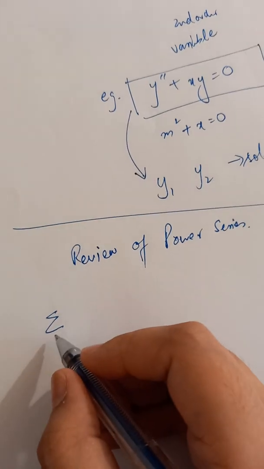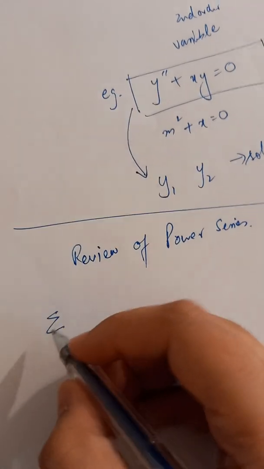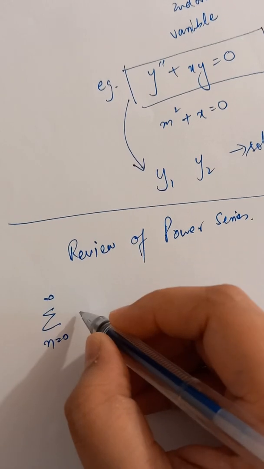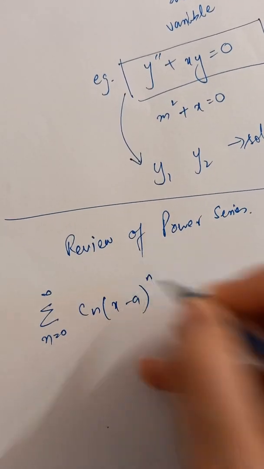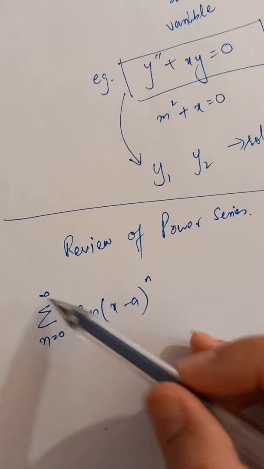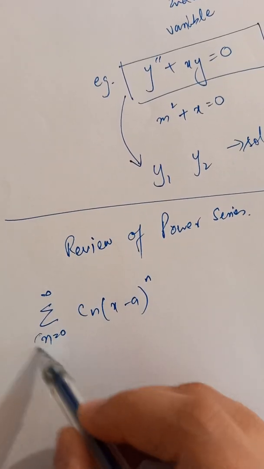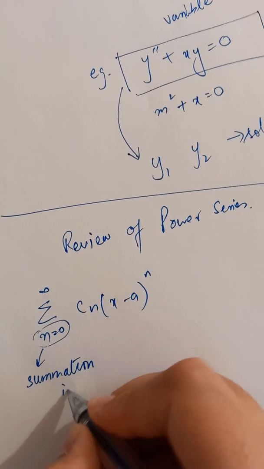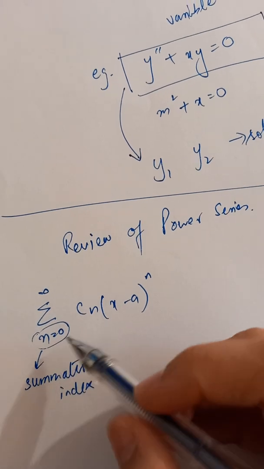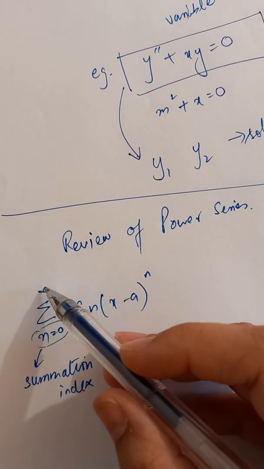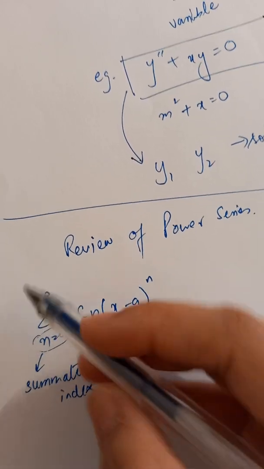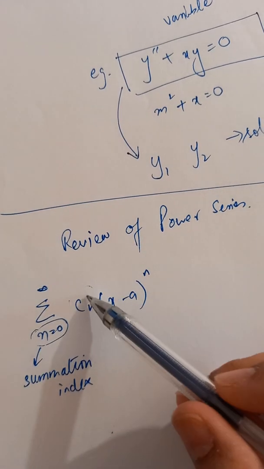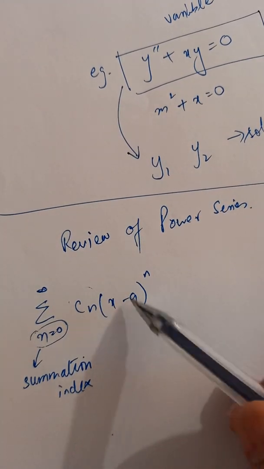is basically a sum of infinite terms. So we can write it as this, right? This sign means the summation, and this n is the summation index. And we know that this n is starting from 0 and going on and on, it's infinite. So it's from 0 to infinity, and the series looks like this: Cn, which is a constant term, and the variable term over here is x minus a whole power n, right?